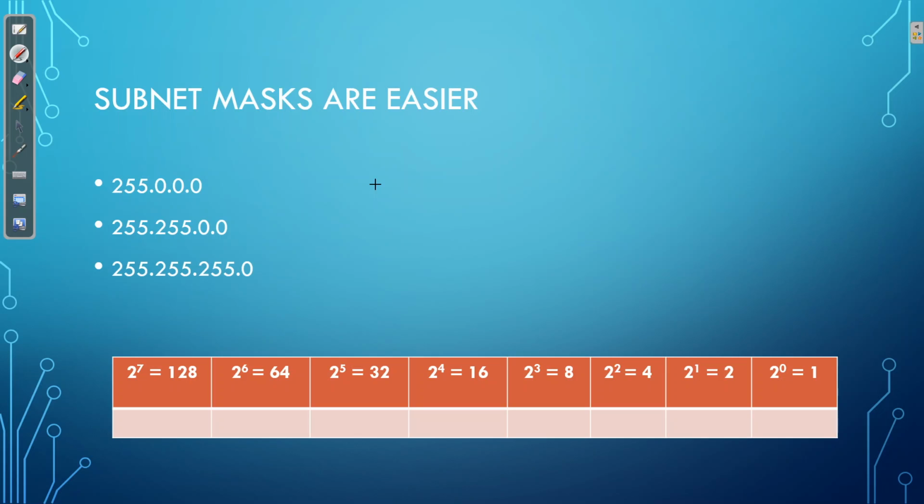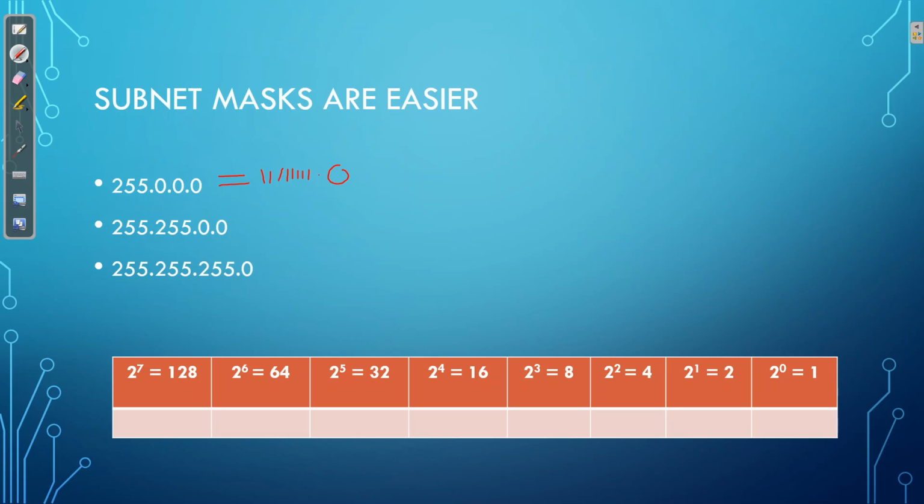Now moving on to subnet masks. Subnet masks are going to be easier, because subnet masks are literally just binary ones followed by a set of binary zeros. As an example, 255.0.0.0, that is 1, 2, 3, 4, 5, 6, 7, 8 ones. Obviously, if all of these bits were set to 1, that would give us the number 255.